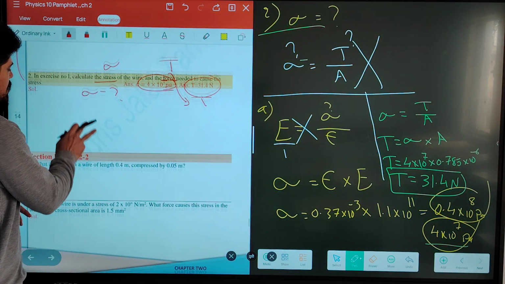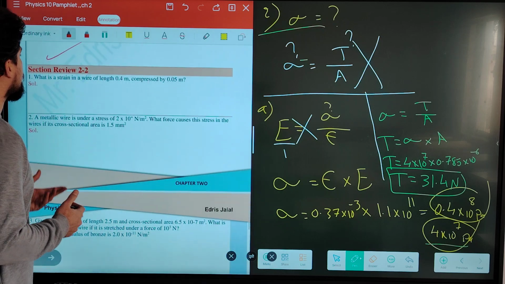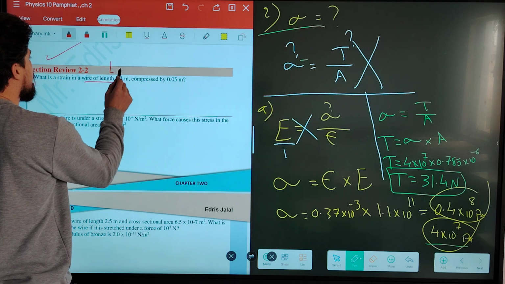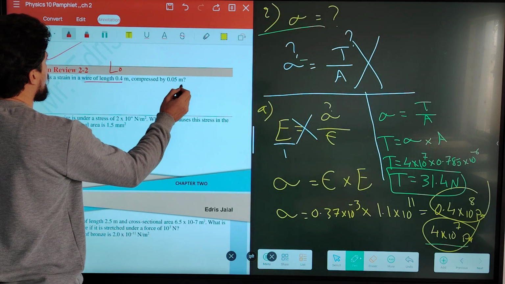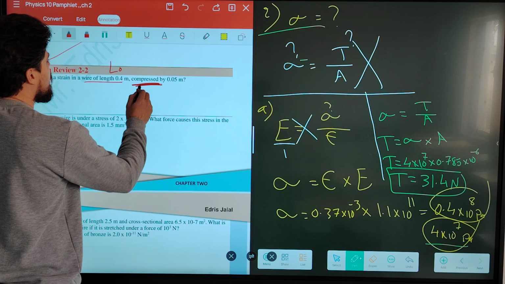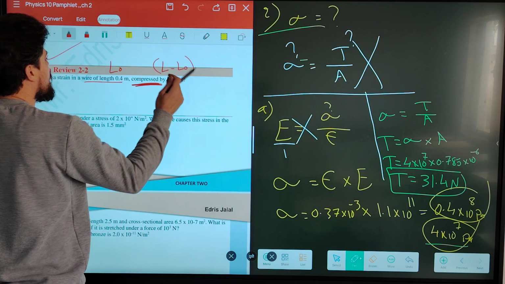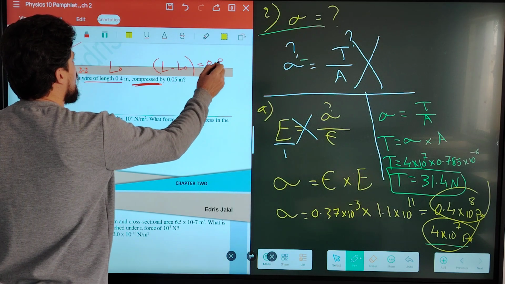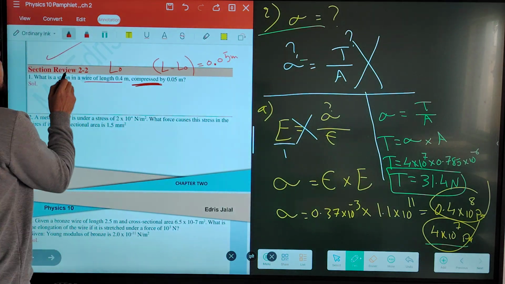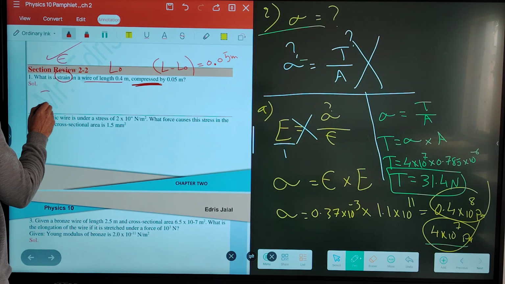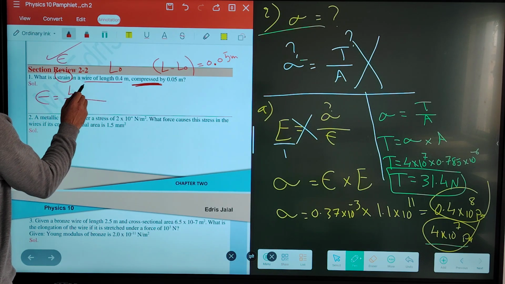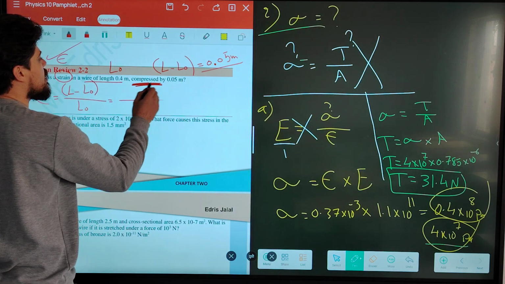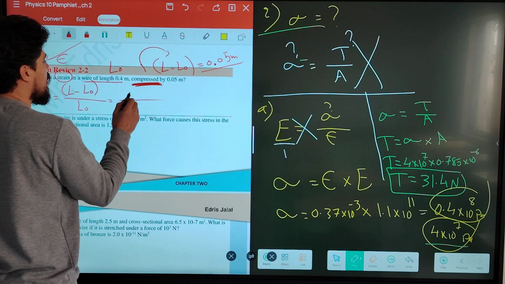Guys, we finished this section now. We are solving the questions of the section review. What is the strain in the wire of length, compressed by 0.05? Wire of length means the initial length. Guys, the word compressed means elongation. The elongation, L minus L naught, is equal to 0.05 meter. What is unknown? Strain. Strain is equal to what? It's very easy: elongation divided by initial length. Do we have elongation? Yes. Compressed means elongation. Be careful, okay?